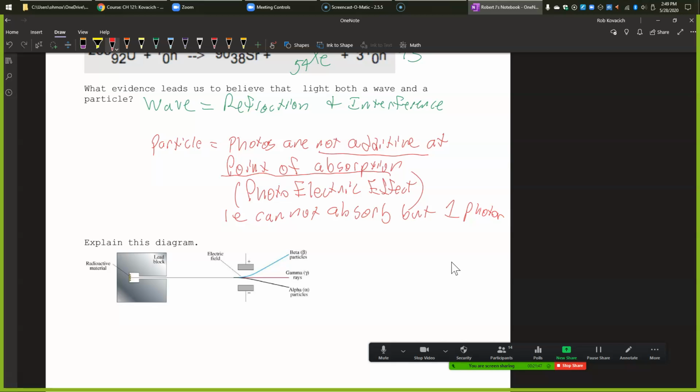But one photon, period. No, what I'm trying to say, that's it. One electron cannot absorb but one photon. Oh, it cannot absorb but one photon. Okay, you can just say it cannot absorb anything except one photon.